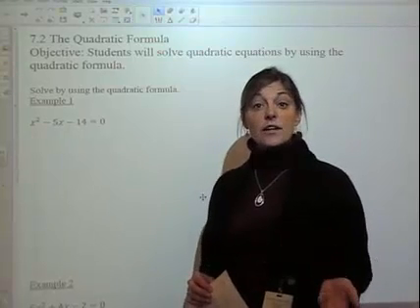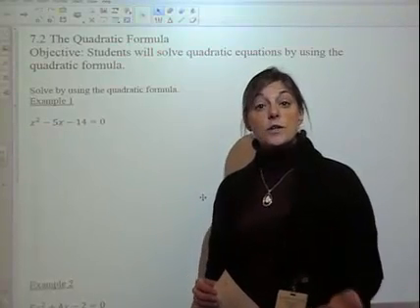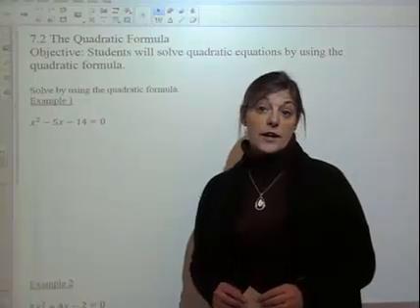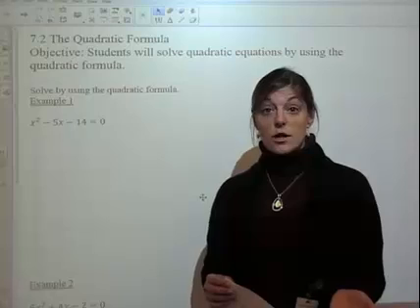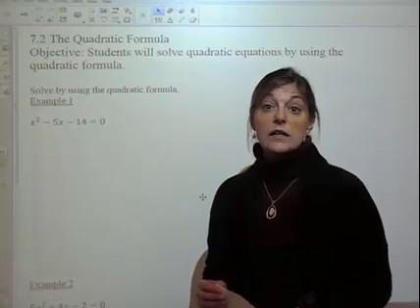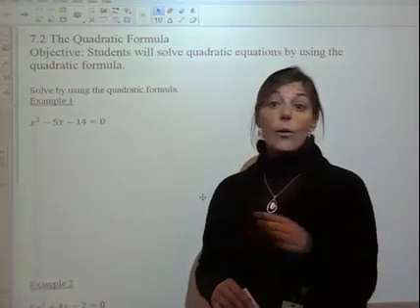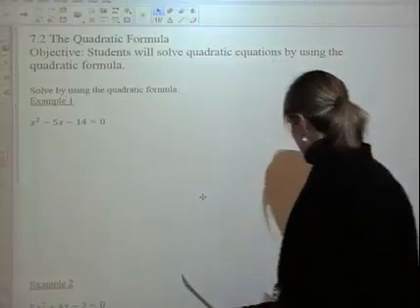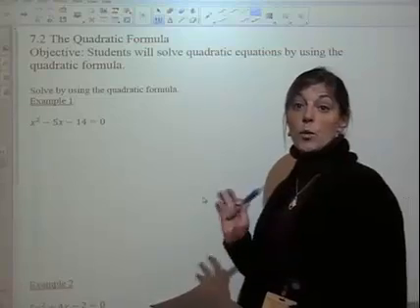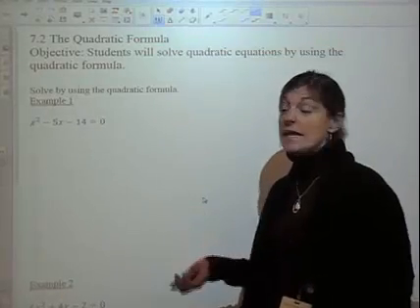All right, so today we're going to talk about the quadratic formula, which is another way to solve a quadratic equation when you can't factor. You can use it to solve an equation when you can factor as well, but the quadratic formula will always work regardless of whether or not the equation is factorable. So, let's remember what the quadratic formula is.